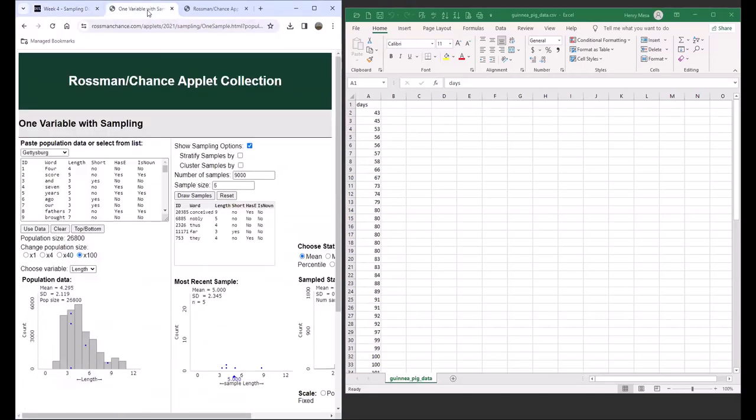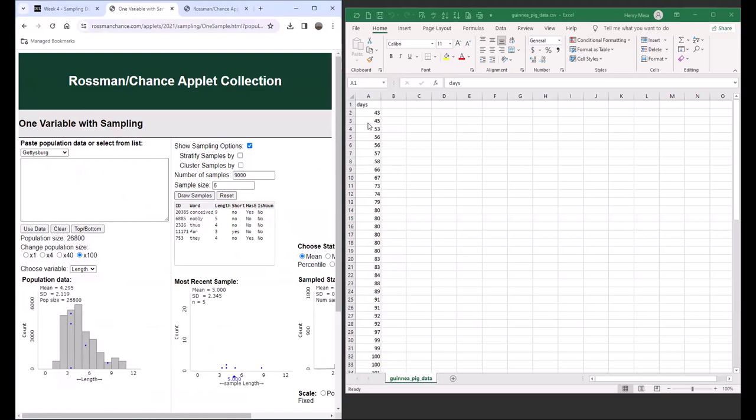So now I'm going back to the Rossman-Chance Simulator. And what I'm going to do, see this clear button? We're staying here with the Rossman-Chance, but I'm going to hit the clear button. Just wipe this all out. Clear. Great. Now what I'm going to do, paste the data using the data button.